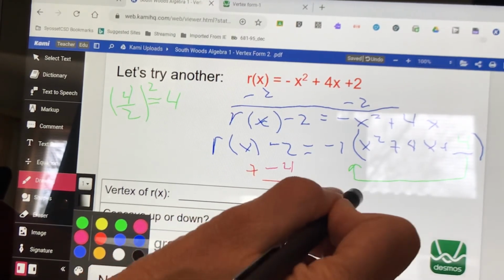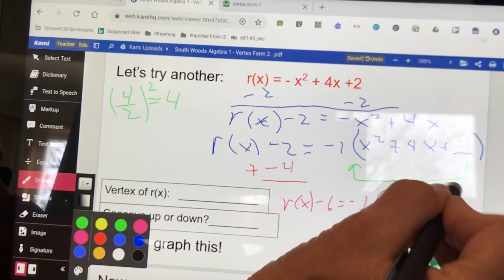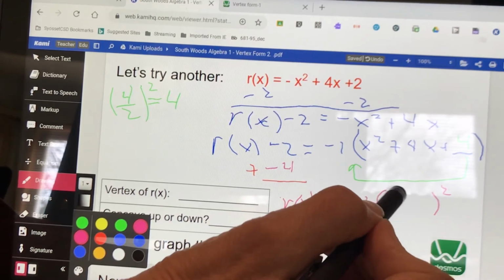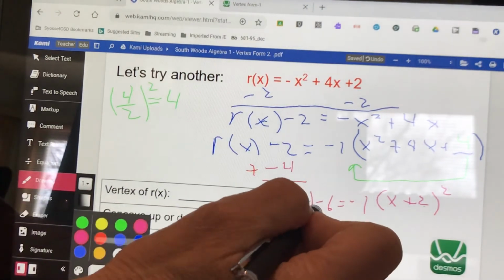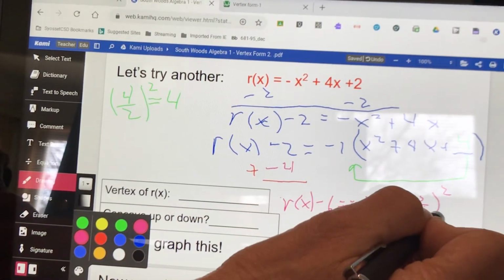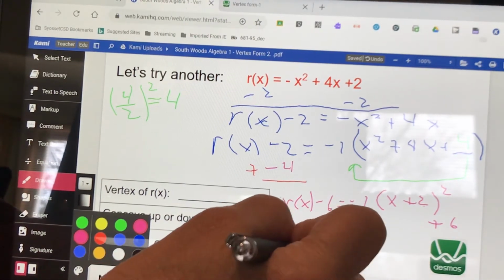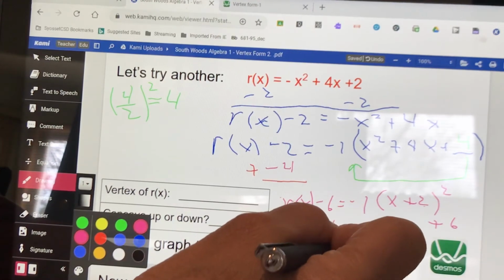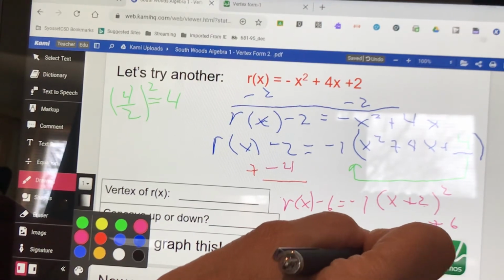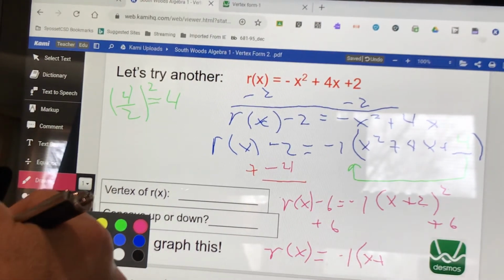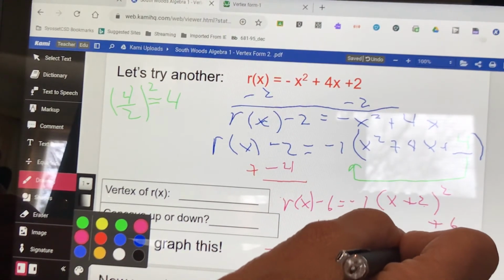minus 6 equals negative 1 times the perfect square binomial. X squared becomes x. 4 becomes 2. And that's half of the inside term. And now all we need to do is add 6 to both sides. And now I'm sure, getting it in vertex form, you can probably find the vertex. You can also tell me if it's concave up or down. So r of x equals negative 1 times (x plus 2) squared plus 6.